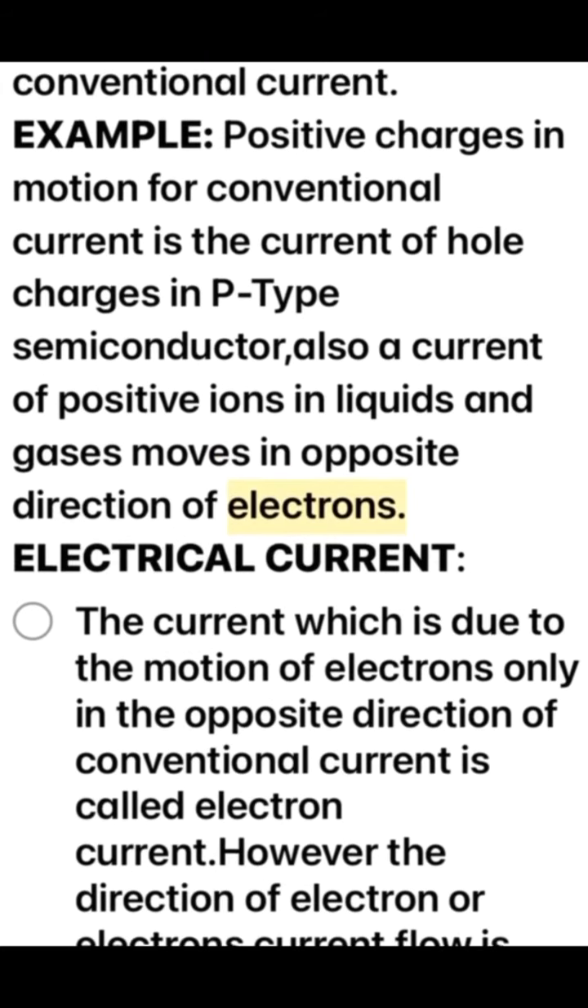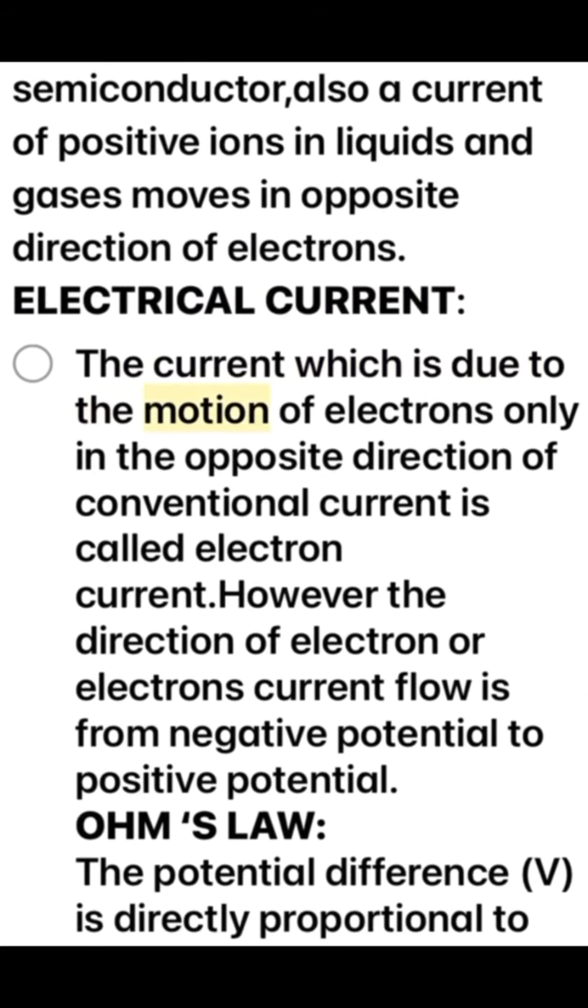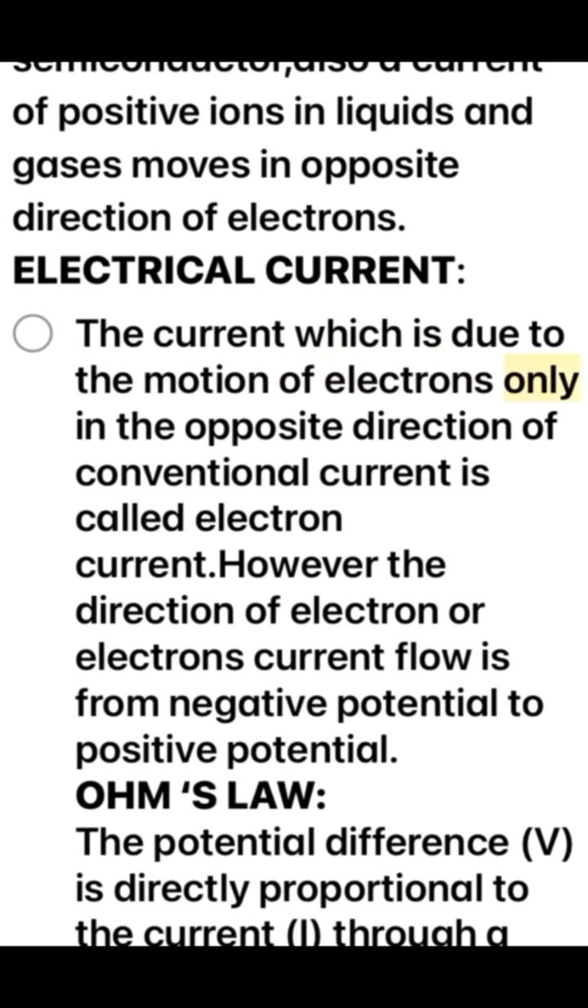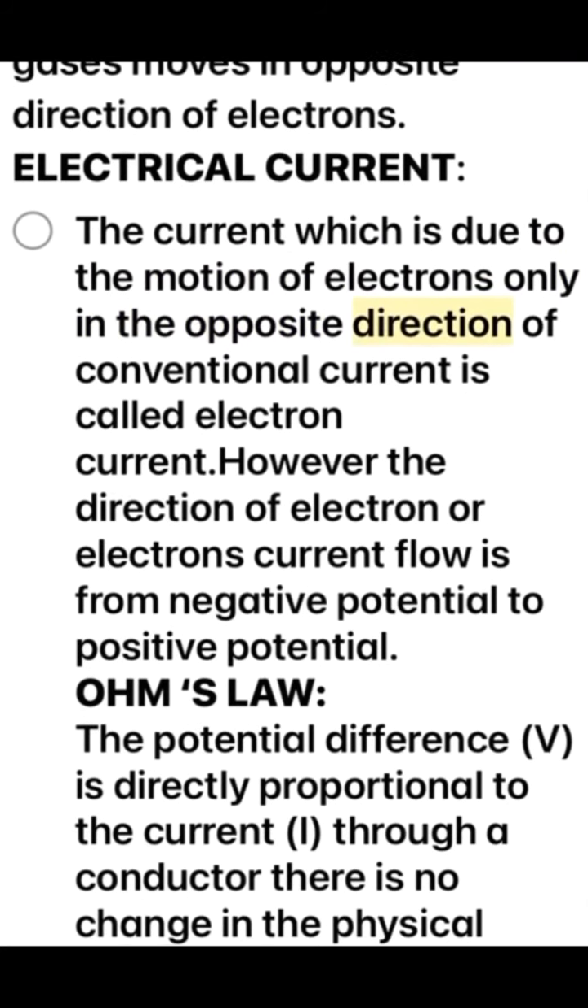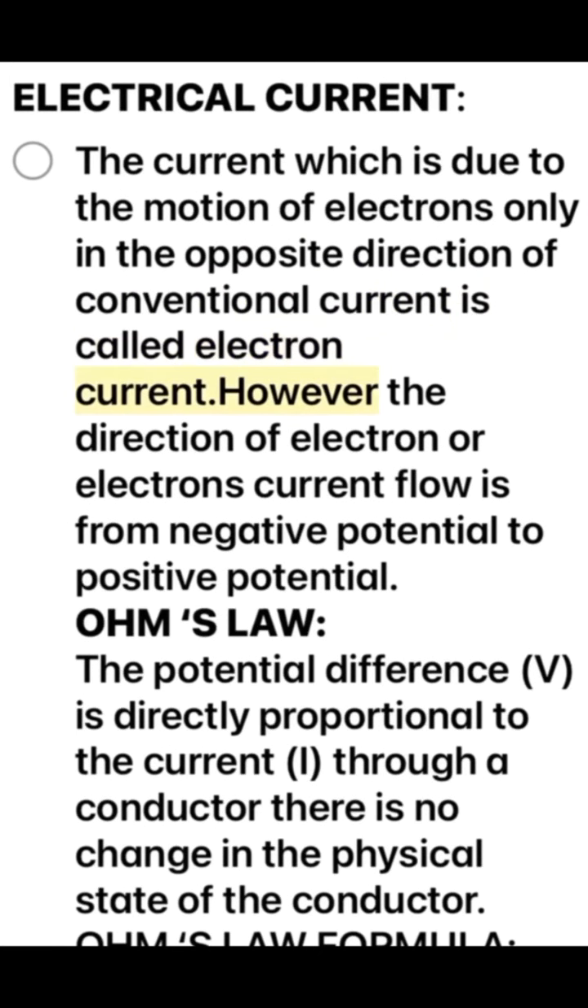Electron current: the current which is due to the motion of electrons only, in the opposite direction of conventional current, is called electron current. However, the direction of electron current flow is from negative potential to positive potential.